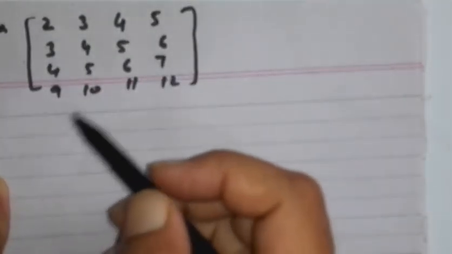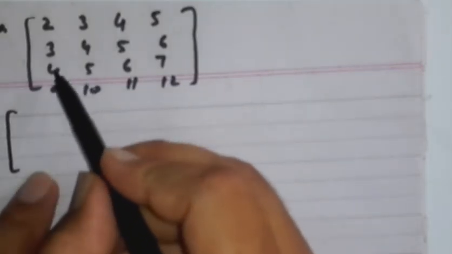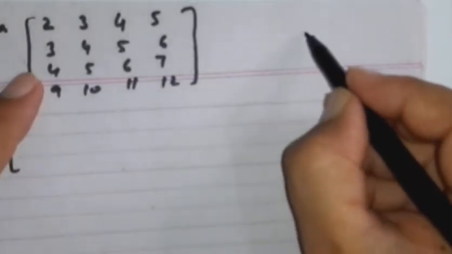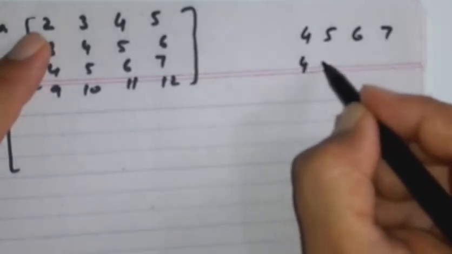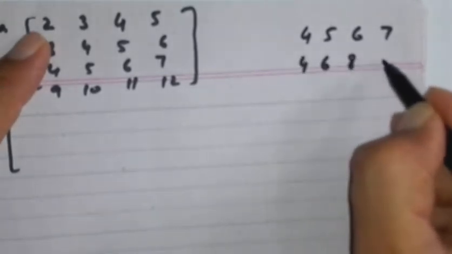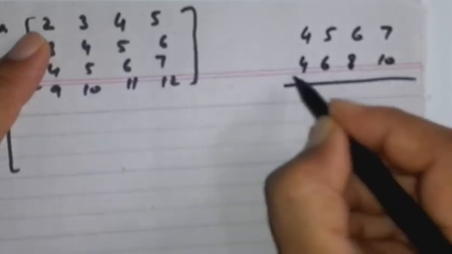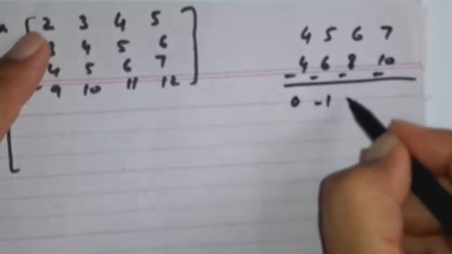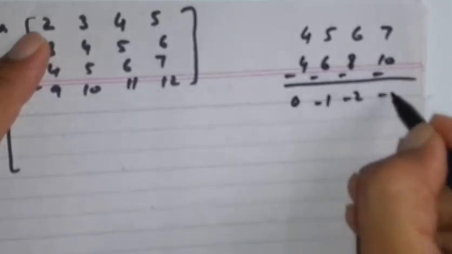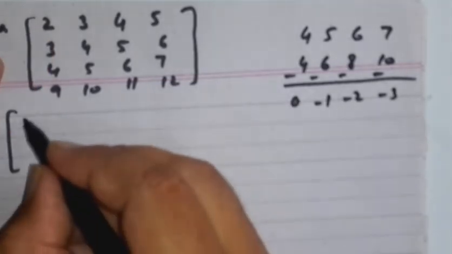Question number 4, find the rank of this 4 by 4 matrix. So solution, row operation. Subtract 2 times row first from this row, row third. So 4 5 6 7, multiply it with 2. 2 2s are 4, 2 3s are 6, 2 4s are 8, and 2 5s are 10. And now subtract it. Here we get 0, here we get -1, here we get -2, and here we get -3. So write it on its place.